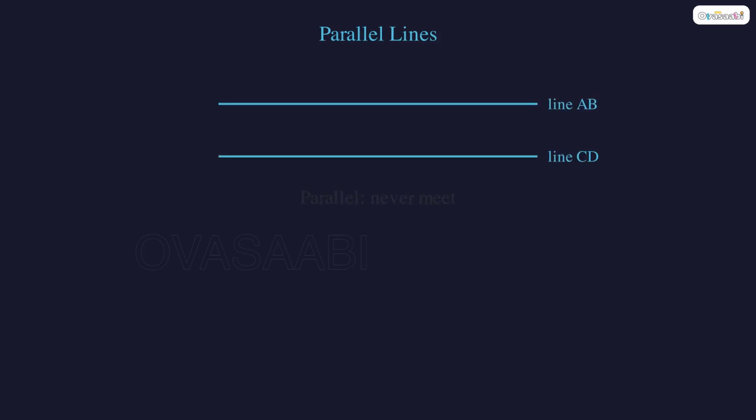Parallel lines are two straight lines that stay the same distance apart and never meet, even if extended forever. We write it as AB is parallel to CD, using two small vertical bars.